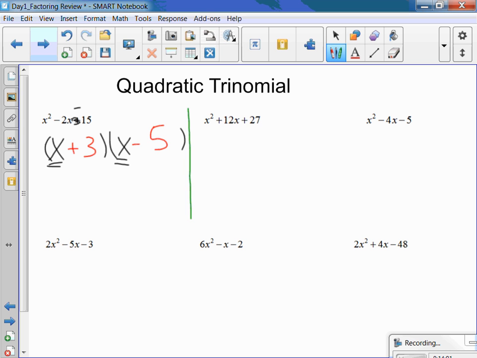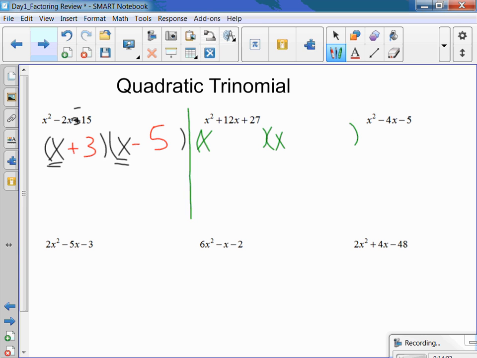What do I know is going in the first positions? X. The only way I can get x squared is x times x. What does the plus 27 tell me? Are those same signs? Same sign. What does the plus 12 tell me? Positive. Both positive, absolutely.